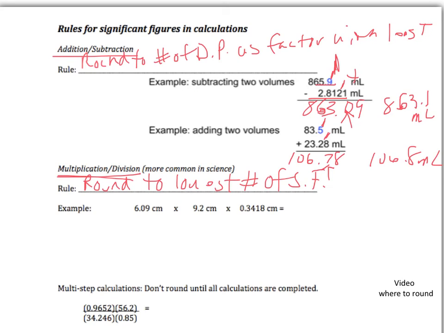Okay, so if I have measured a rectangle and I know that one side has 6.09 centimeters, one side is 9.2 centimeters, and the other side is 3.3418 centimeters, I want to have an answer that has a number of sig figs which represents the least of these three. So this has 3, this has 2, this has 4. So my answer can have no more than 2. This measurement constrains how many sig figs I can have in my answer. Okay?